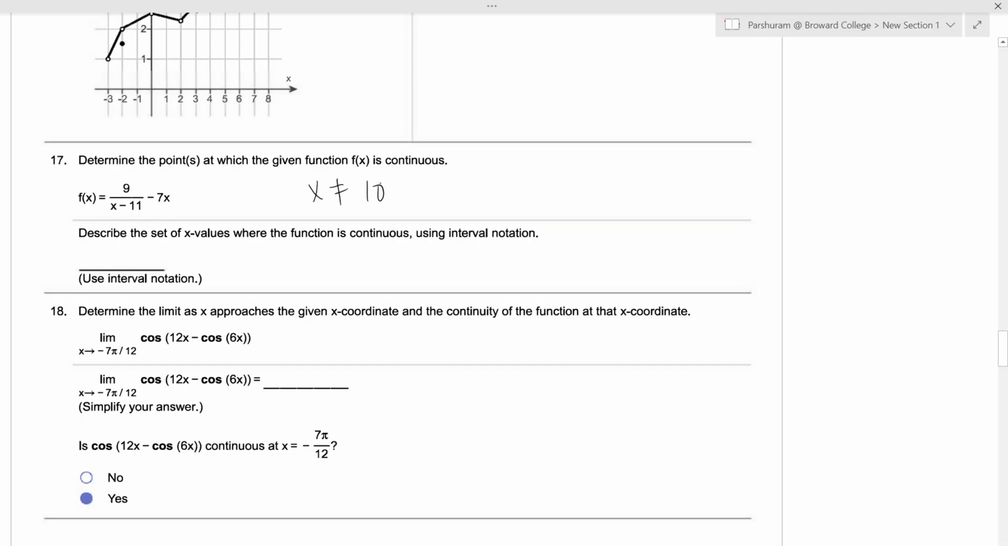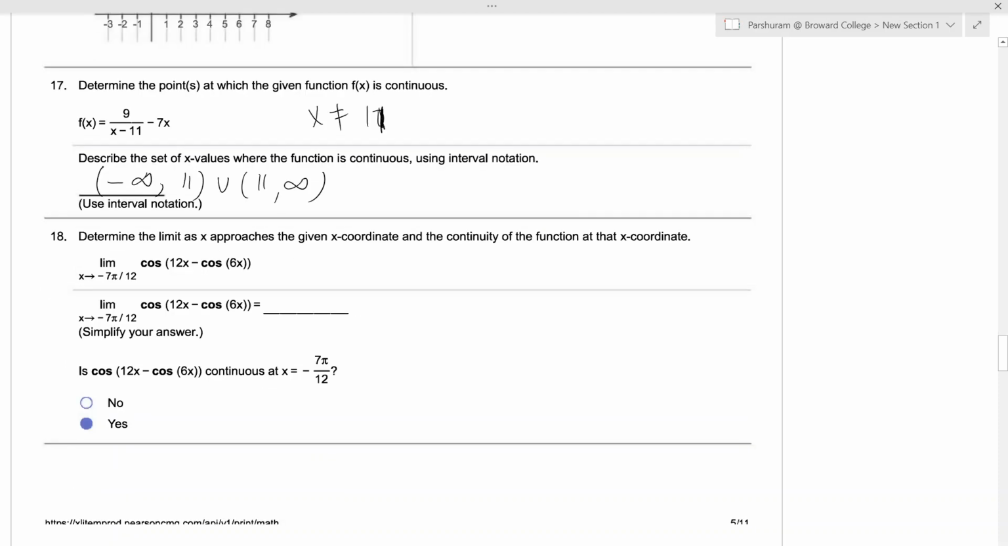If you want to write this in interval notation, this function is continuous from negative infinity to positive 11, and from positive 11 to positive infinity. So this function is continuous everywhere except 11. Let's go to problem 18.